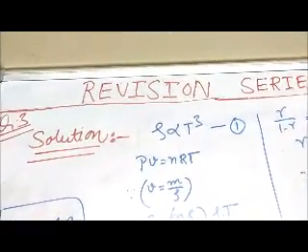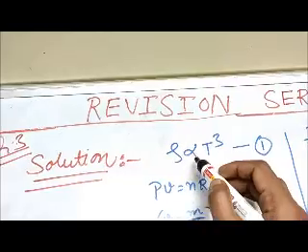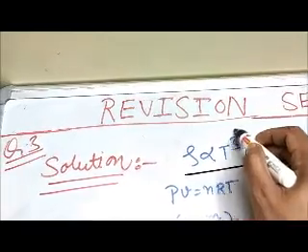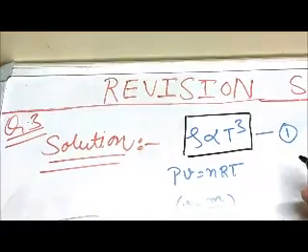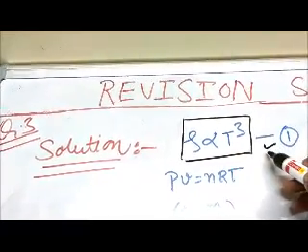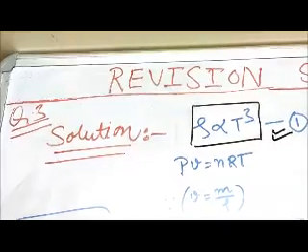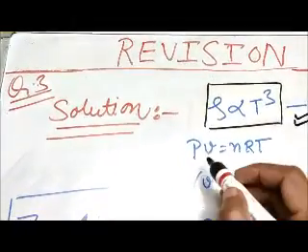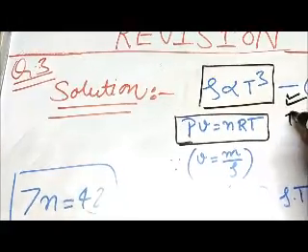Now students, we are going to solve this problem from the given equation. The density of the gas is directly proportional to the cube of temperature. So that is our first equation. And how do we write the density in the ideal gas equation? We have the ideal gas equation PV equal to nRT.